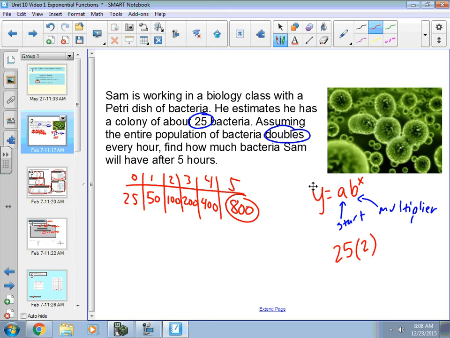X is the number of times. The number of times we're doing this is 5. We're doubling 5 times, so that's our exponent. We want to find the ending value. So if we put this in our calculator, we should get the same answer of 800.